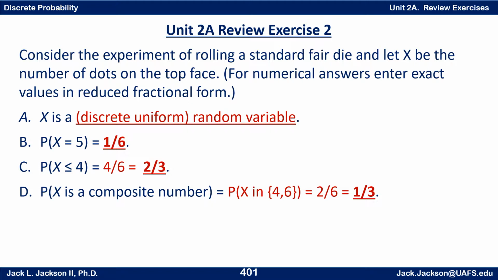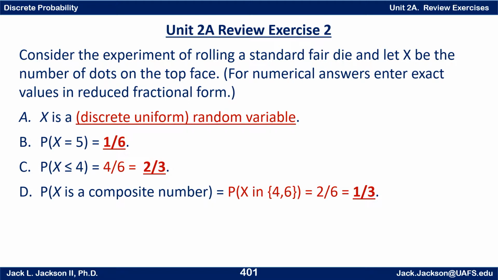The probability that X is a composite number, well, that's the probability that X is in the set 4 and 6, because those are the only two composite numbers. Remember, composite numbers are numbers with 3 or more factors. Those would be 4 and 6. Prime numbers only have 2 factors. That would be 2, 3, and 5.